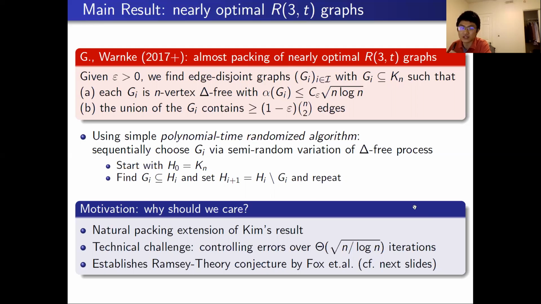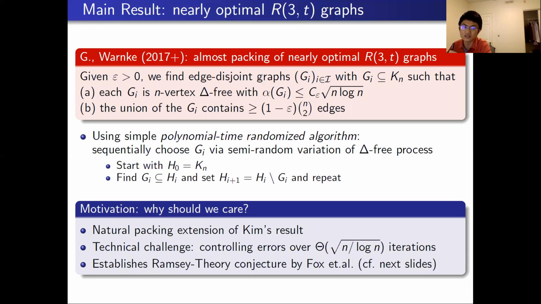Secondly, if you are not interested in the packing problem, but in random graph processes, then you know that even controlling the errors in one run of the triangle-free process is already hard. Since we want to get such a packing result, we need to control errors over lots of iterations, and that is the main technical challenge, because you need to do it carefully. Otherwise, you can imagine over so many iterations, the errors will become larger and larger, and they can take over.